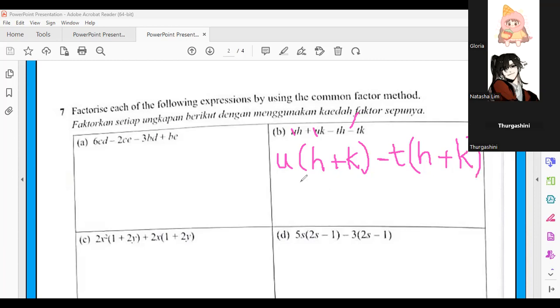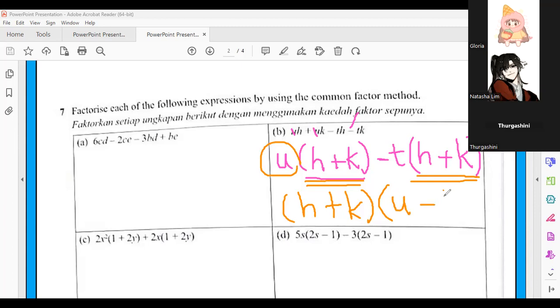Now you can see another pattern here. I can factor out my H plus K and H plus K. Can you see that? This is another thing that can be factored out. So what's going to happen? I'm going to take out the H plus K. And then what am I left with? U minus T. Can you see that? I think this also will work out to be that.